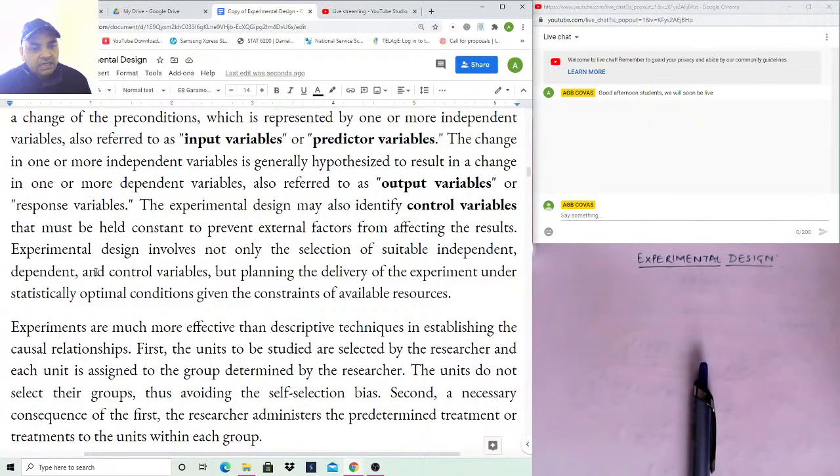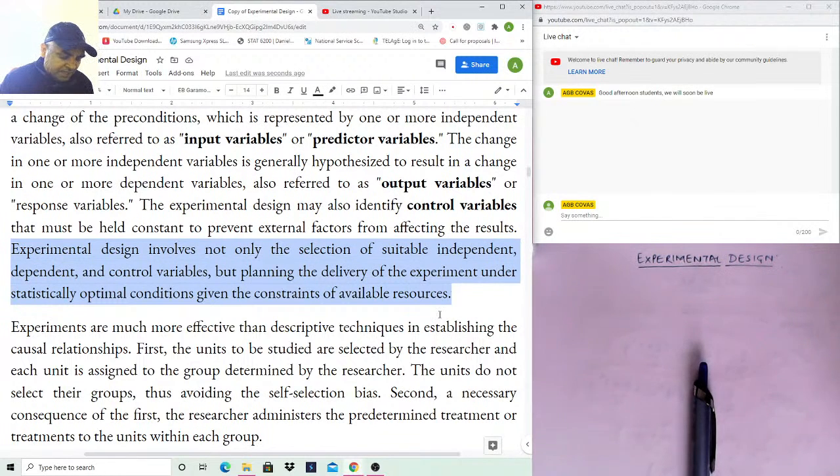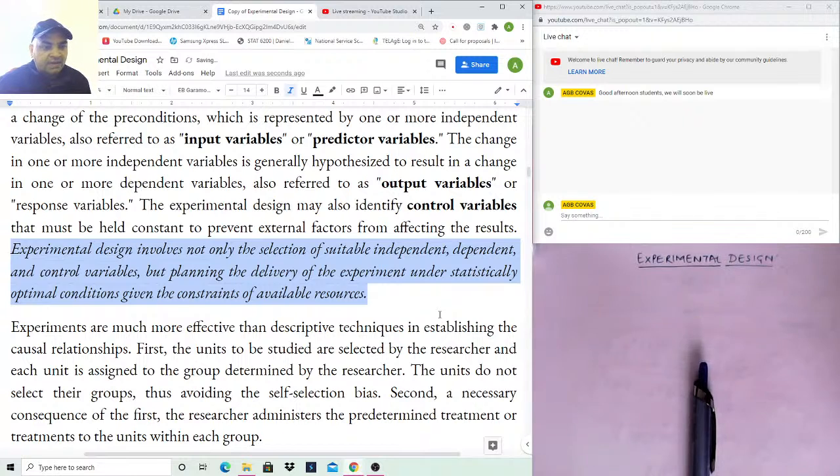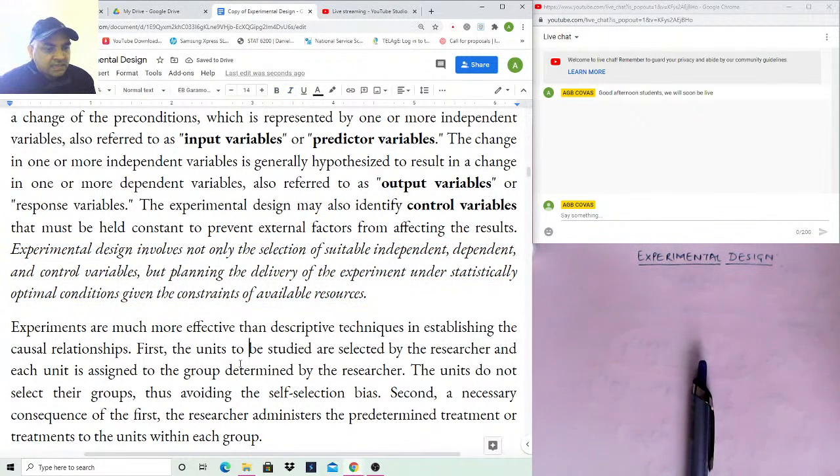Experimental design involves not only the selection of suitable independent, dependent and control variables, but also planning the delivery of the experiment under statistically optimal conditions given the constraints of available resources. So if somebody asks you the definition of experimental design, this will constitute your definition. Experimental design involves not only the selection of the suitable independent, dependent and control variables, but planning the delivery of the experiment under statistical optimal conditions given the constraints of available resources.